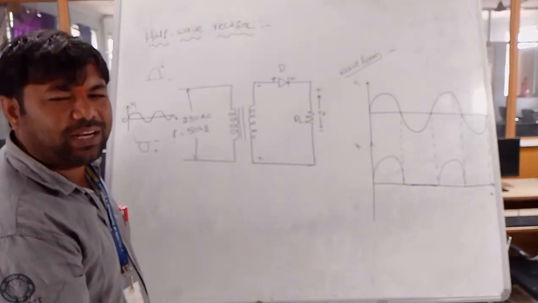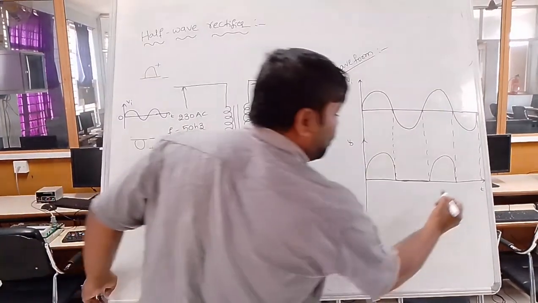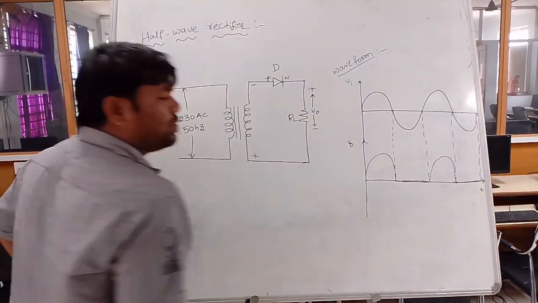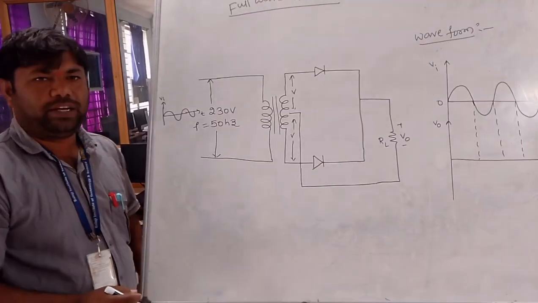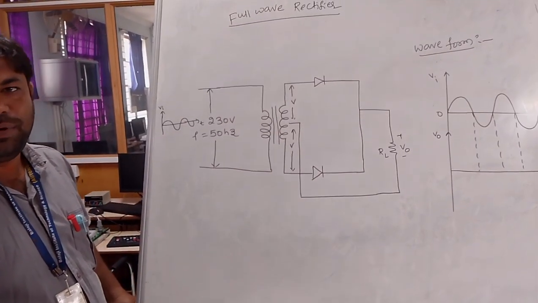Again, during the negative half of the cycle, the voltage value V is equal to 0. Like this. So this is about the positive half of the rectifier. Coming to the full wave rectifier, the half wave rectifier is already completed.